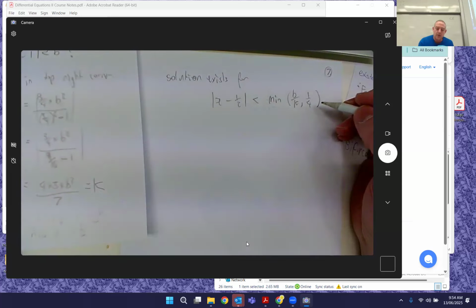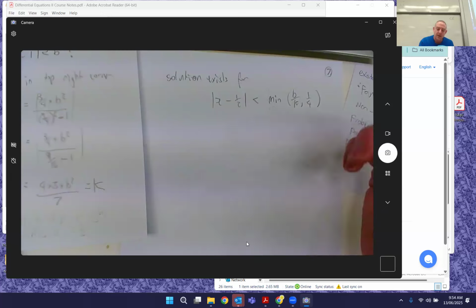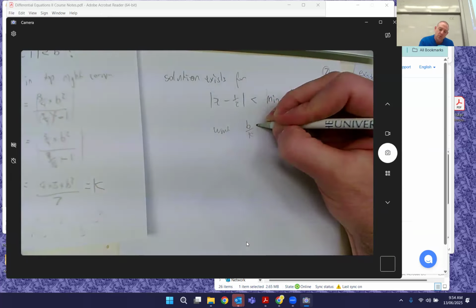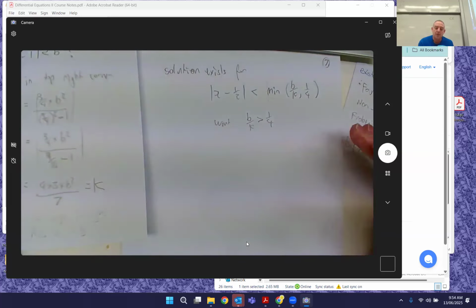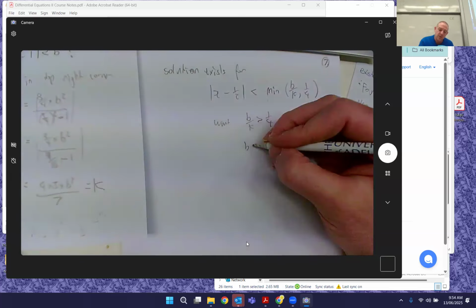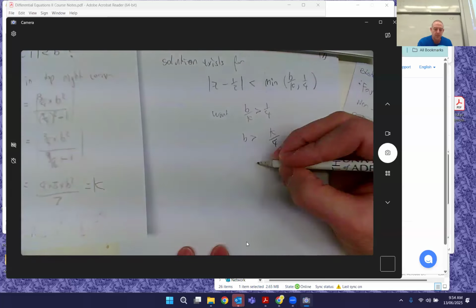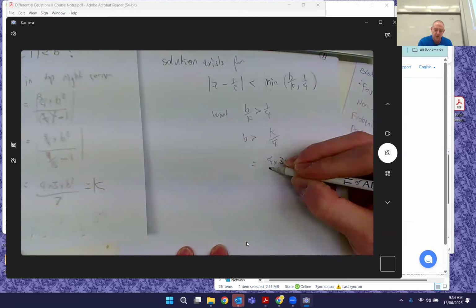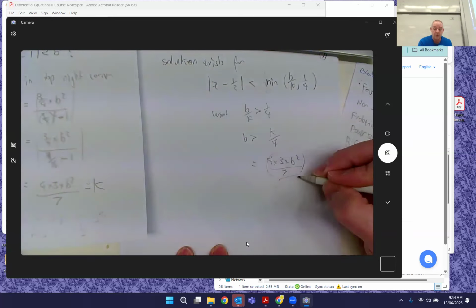And what we therefore want, if we want the full width, then we want b on k to be more than 1/4. That's what we want. Which means b would be more than k on 4, which is 4 times 3 times b squared on 7 on 4.